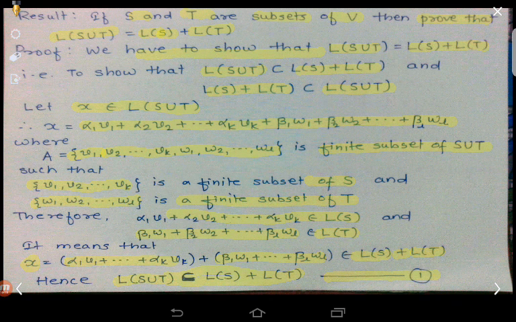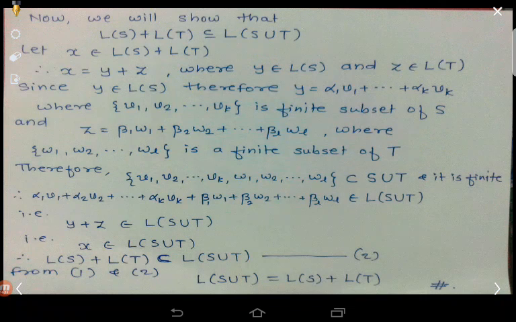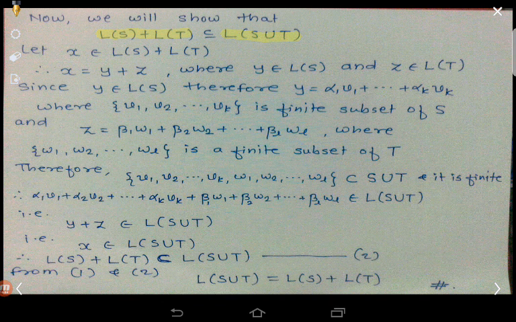Now we will prove that addition of two linear spans is a subset of linear span of union, and once we prove it, then we will call it equation number 2, and from equations 1 and 2 we will prove the equality. Now we will show that L of S plus L of T is a subset of L of S union T. For this purpose, we have to take one element from the left side. So let us consider that element is X. So let X belong to L of S plus L of T.